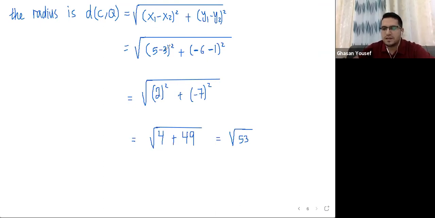The same thing with x2 minus x1, everything square, plus y2 minus y1, everything square, or like this formula. The order does not matter here. You start from x2 minus x1 or x1 minus x2, the same thing. Doesn't matter.